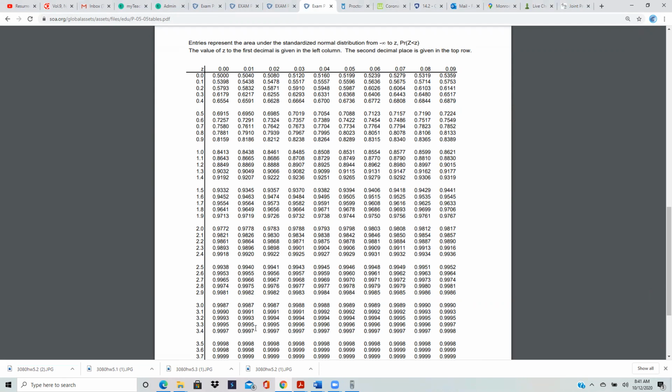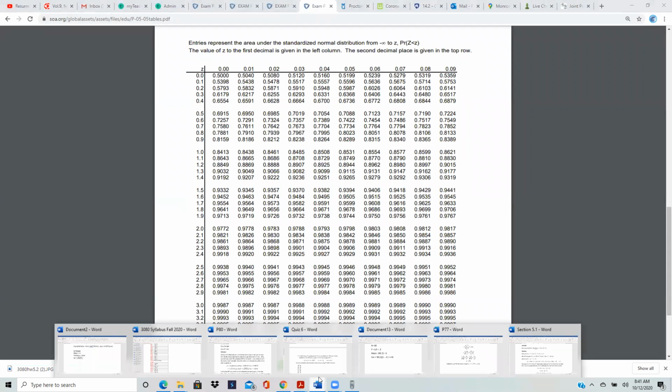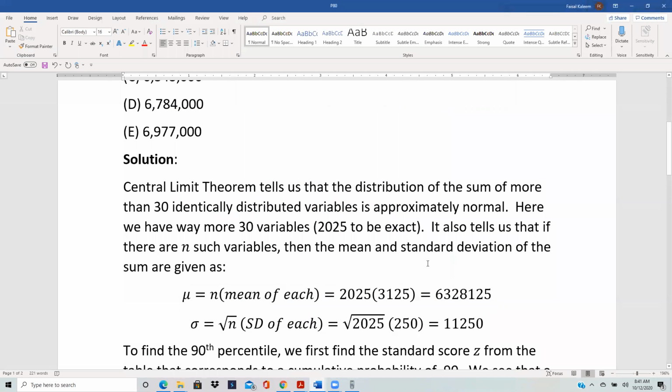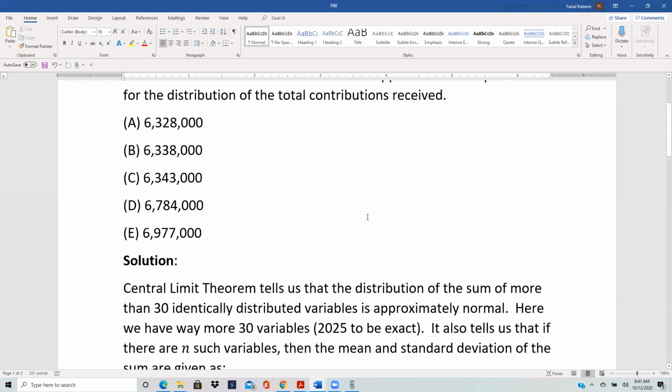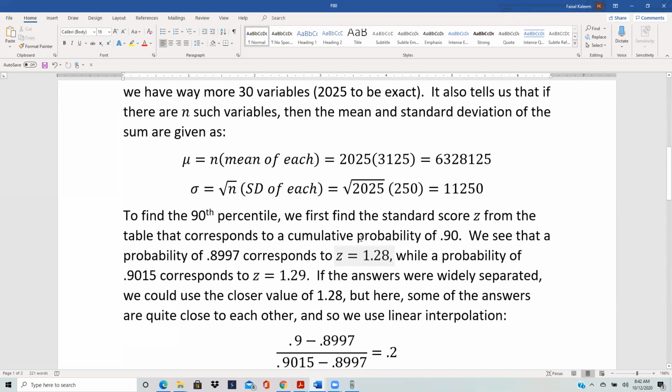So we note them. Okay, let's go back. 0.8997 was corresponding to z equals 1.28 and 0.9015 to 1.29. Now, if you find that the answer choices are very widely separated, then you can just take the closer one. So obviously the 0.8997 is way closer to the 0.9 than the 0.9015 is, and then you can just take z equals 1.28. But if you look at the choices here, some of them are pretty close to each other, like look at the first three. So therefore, we use interpolation to get a more exact value for z.